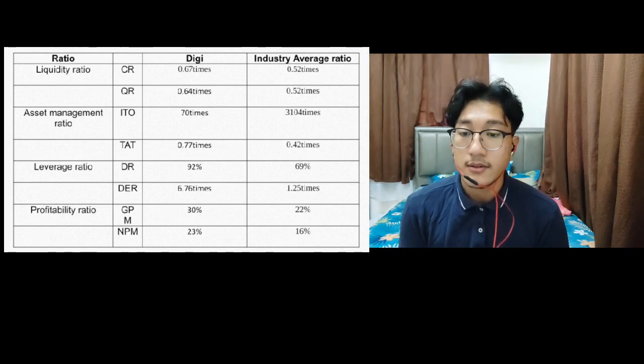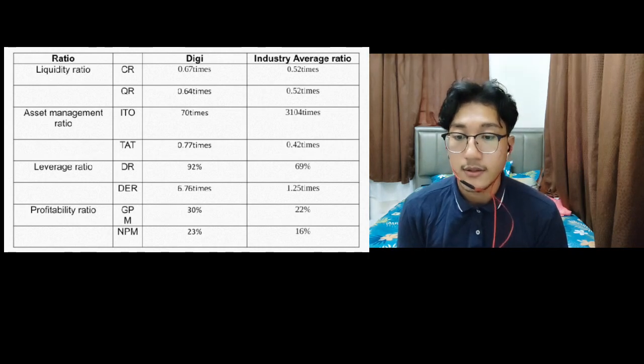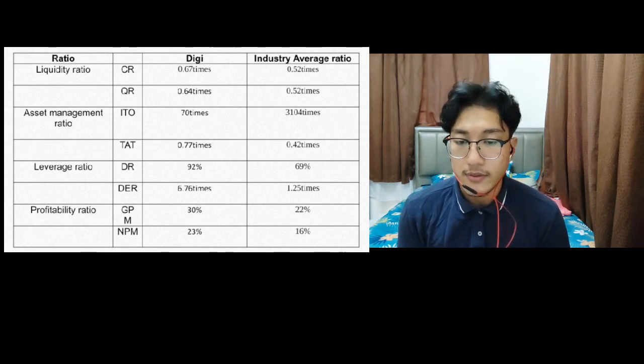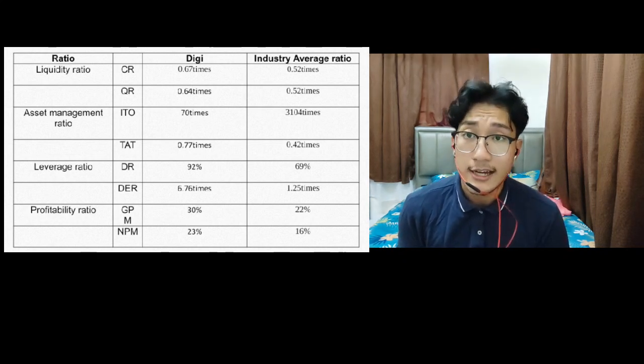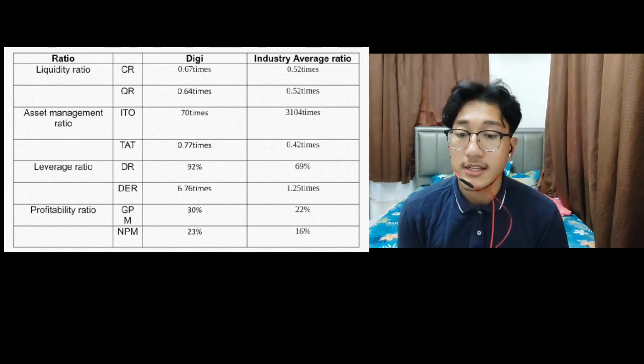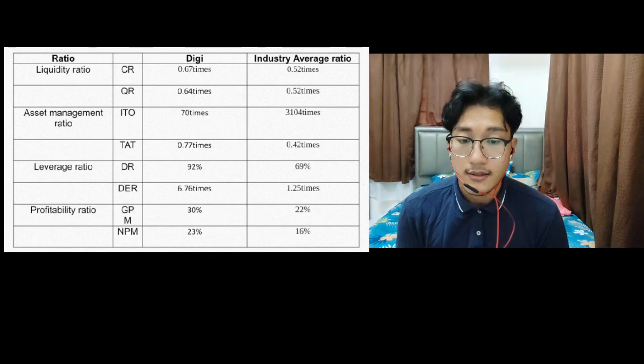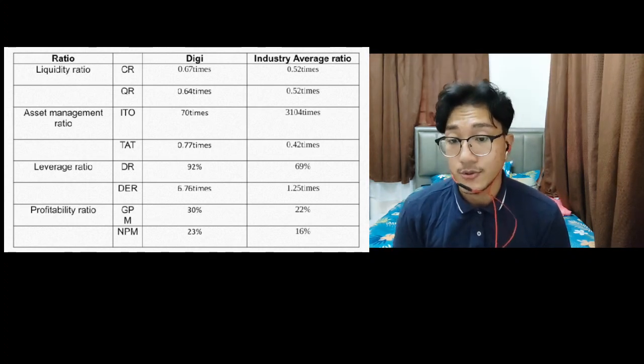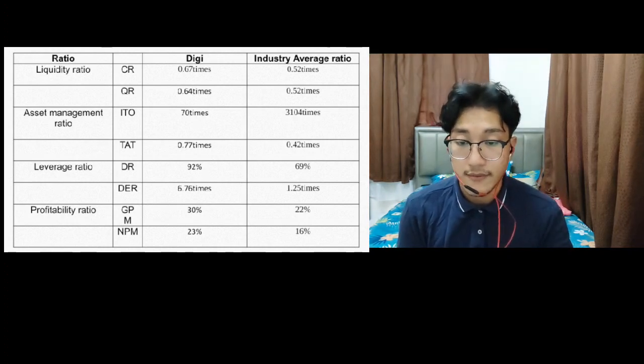For the last category, profitability ratio. First one is gross profit margin. The result shows that the gross profit margin percentage of Digi company is higher than Maxis company, which is 30% compared to Maxis, where the gross profit is 22%. Digi company is able to control cost of goods sold relative to its sales revenue.